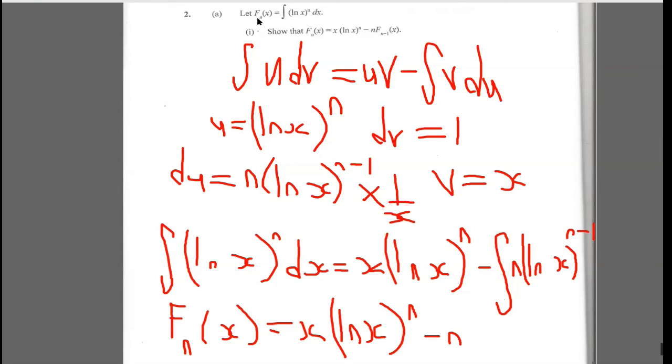Now look, f_n(x) is the integral of ln x to the n. So if we replace n with n minus 1, then the integral of ln x to the n minus 1 must be f_(n-1) of x. An easier way to see it would be to factorize out the n right here. I'm going to put it outside of the integral and write it as minus n times the integral of this, and the integral of this is f_(n-1) of x. So we've shown that. Very easy question.